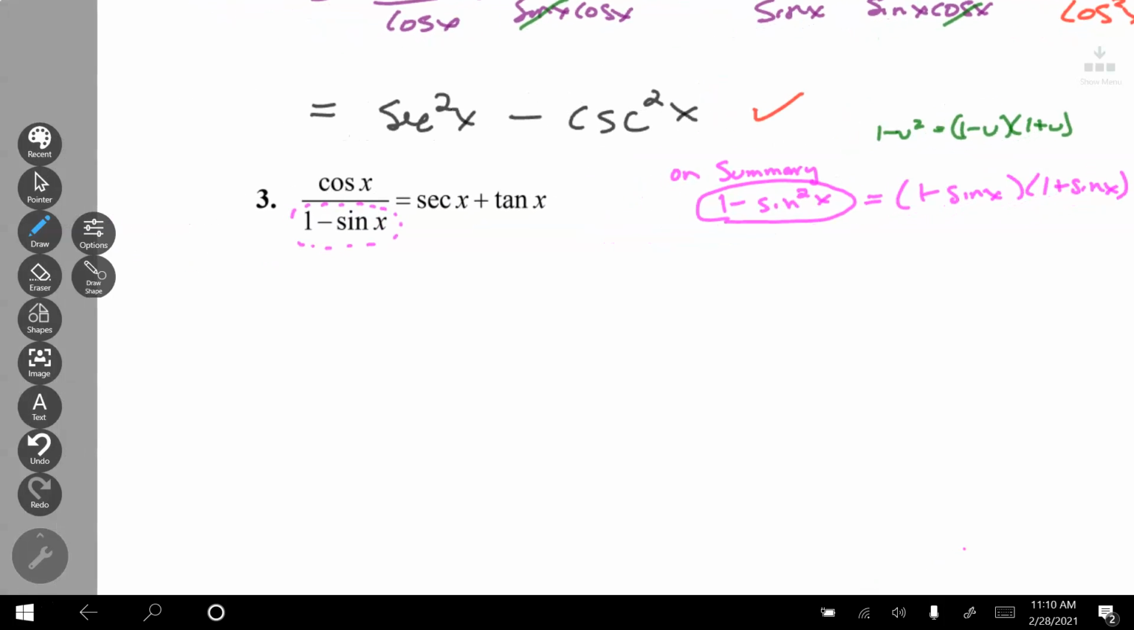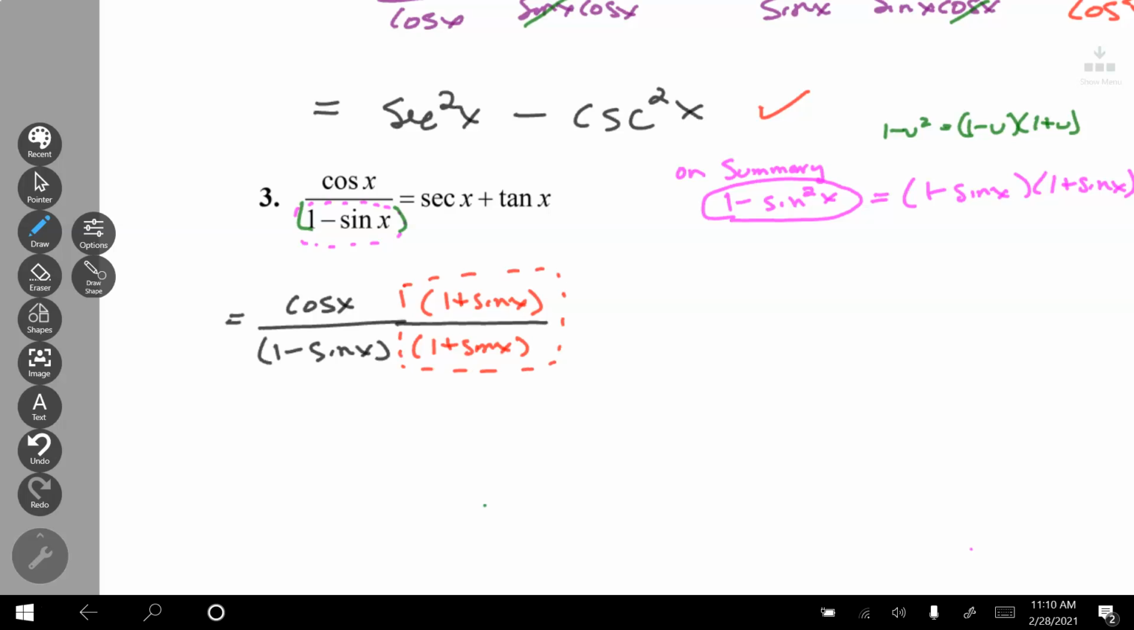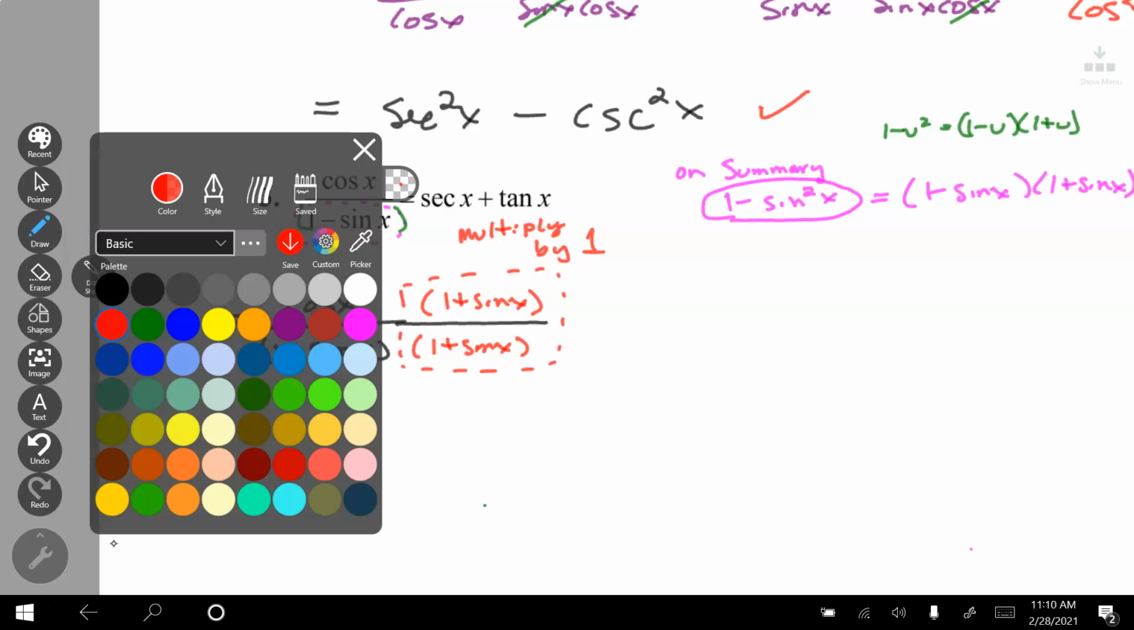So that gives me an idea. There are really parentheses around this, so I'm going to rewrite this problem. Cosine of x, 1 minus sine of x. I'm going to extend this out. If I put 1 plus sine of x here, and 1 plus sine of x here, what am I really doing? I'm multiplying by the number 1. And whenever you multiply by the number 1, you do not change the value of anything.